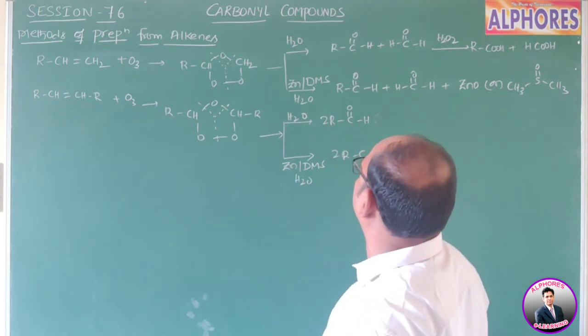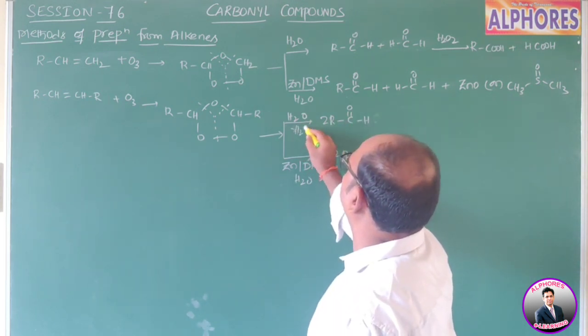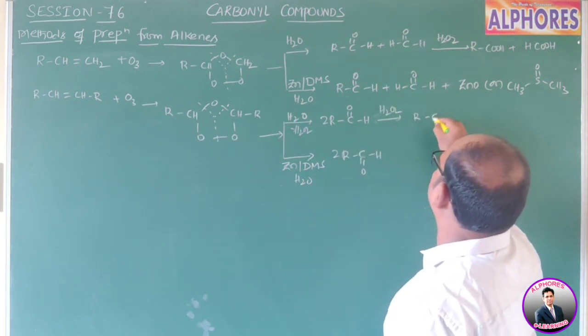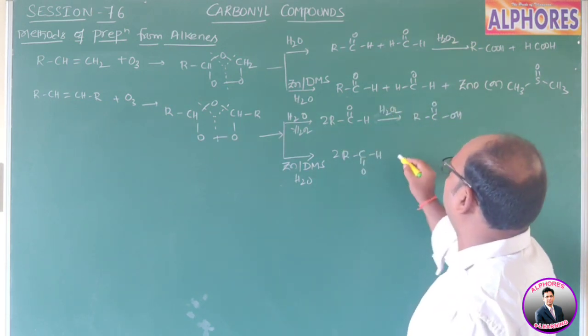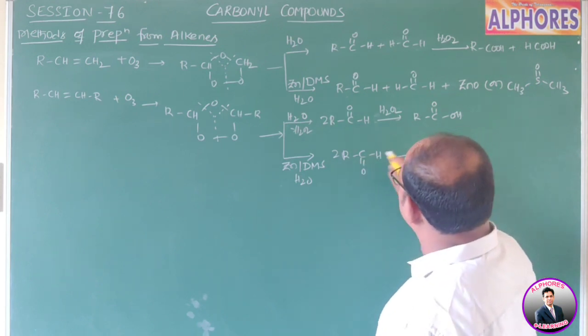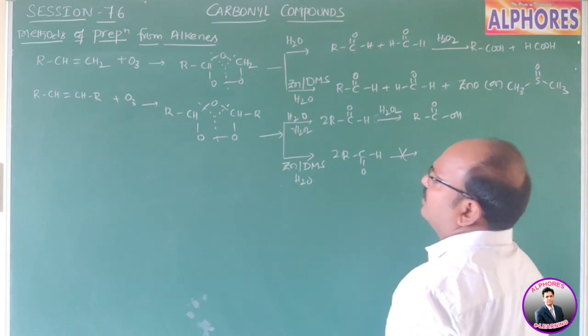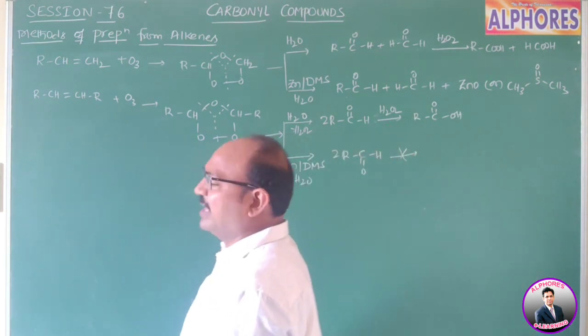But after formation of aldehyde, here hydrogen peroxide is formed. In the presence of hydrogen peroxide, we are getting RC=OH, carboxylic acid. Whereas in this case, we are not getting any further reaction, because zinc converts into zinc oxide or dimethyl sulfide converts into dimethyl sulfoxide.